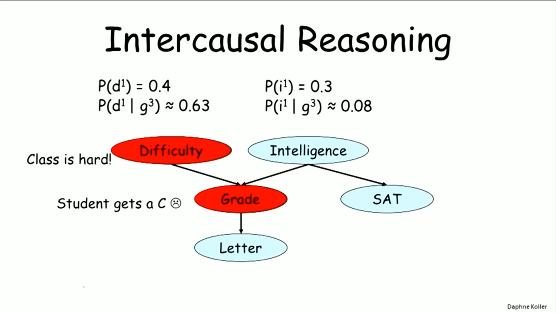Now, however, there is an interesting type of reasoning that is not quite as standard, and that is reasoning that is called intercausal, because effectively it's flow of information between two causes of the single effect. So remember, we're going to continue the scenario before where our poor student gets a C, but now I'm going to tell you, wait a minute, this class really is difficult.